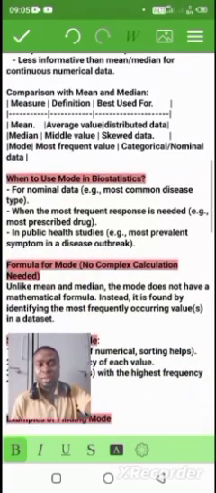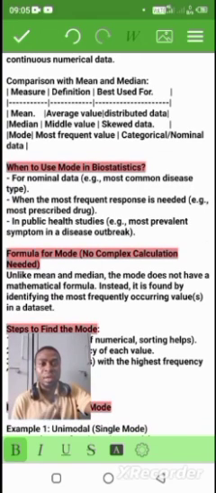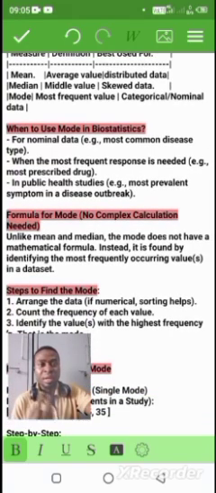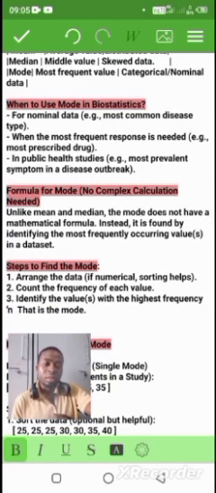So when to use the mode? When we have nominal data, like the most common disease type, or when the most frequent response is needed. Also in public health studies, the most prevalent symptom or disease outbreak, like COVID-19, malaria, HIV and AIDS. Now the formula for calculating the mode.